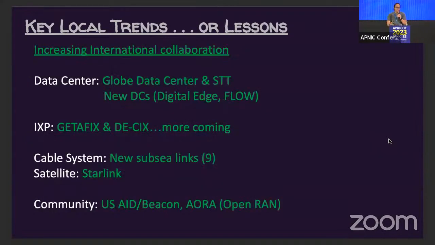And for other lessons, like increasing international collaboration, as mentioned earlier, there have been joint ventures. Globe partnered with STT, and UDCs are coming in, that is Digital Edge and Flow. For IXP, we have GetAfix having an agreement with D6 to bring that facility here. And there are more coming in. For cable systems, as mentioned, we have new 9, and Starlink just started to provide service in the Philippines last February. For community, there are other players like USAID, Beacon, and Open RAN, which help community networks by providing services that are not yet available or being given by the existing providers.